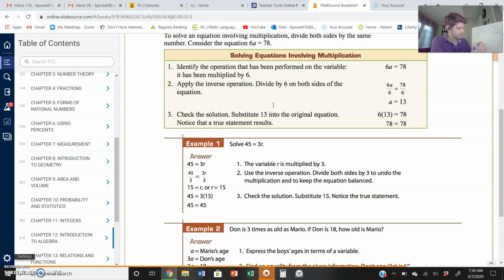So what is 45 divided by 3? Well, it goes in one time, get 1, 5, I get 15. So R is equal to 15, which is exactly what they get in our example number one. And then they go back and they check the solution.